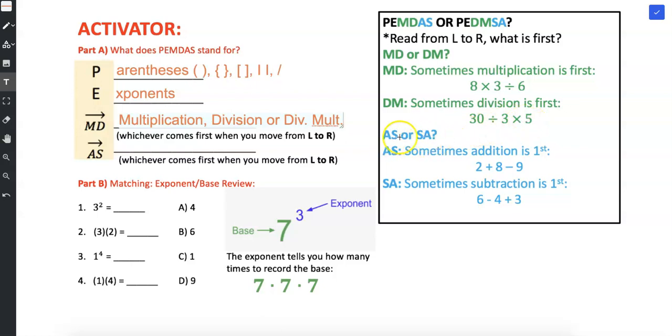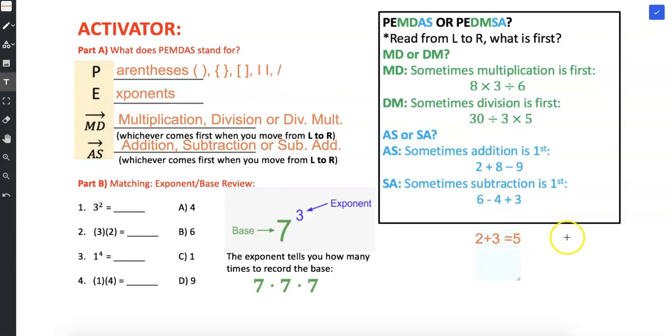The same idea applies with addition and subtraction. It might be addition and then subtraction, or it could be subtraction and then addition. Take a look at these examples. Here you would add first and then subtract, but in this example you would subtract and then add. And it really does matter how you complete the problem. For example, here I arrive at subtraction first, so I have to subtract first and then add.